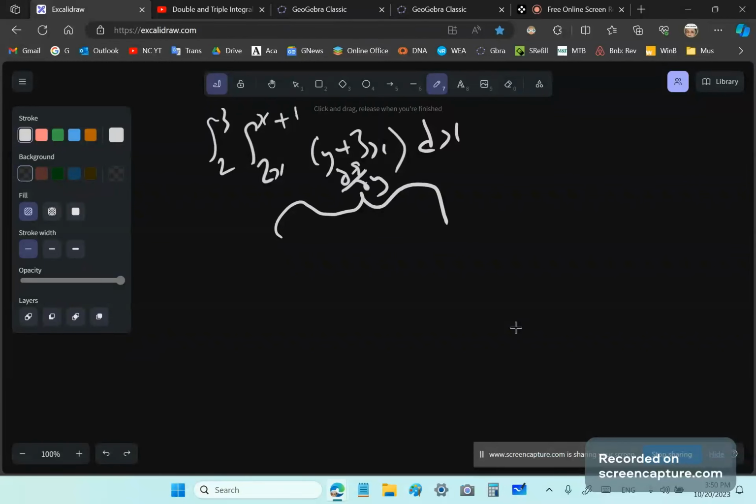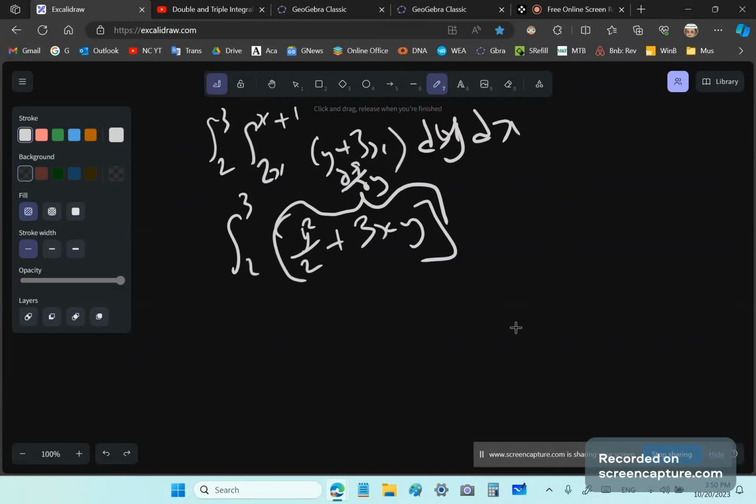Okay, I'm sorry, there was a dy dx here. So it will be a partial df dy for this section. And that turns out to be, I'll tell you now, if you integrate this keeping x constant, then you have that over 2 plus 3xy, right? Which you will evaluate between 2x and x plus 1 dx.